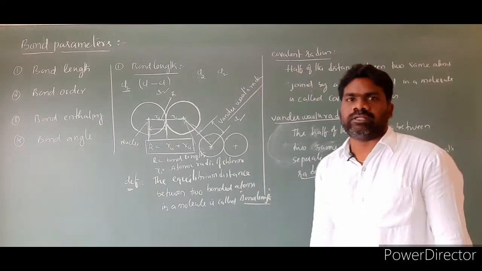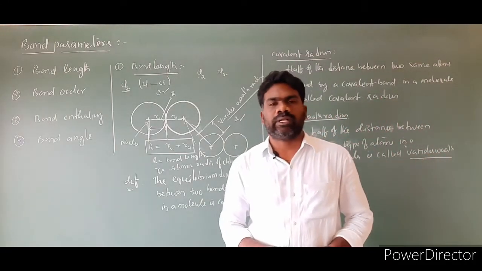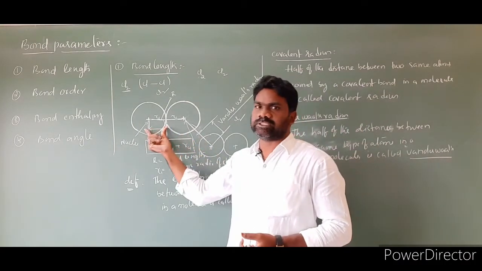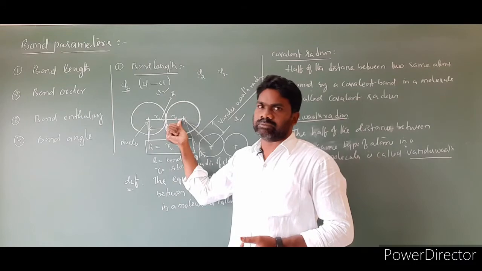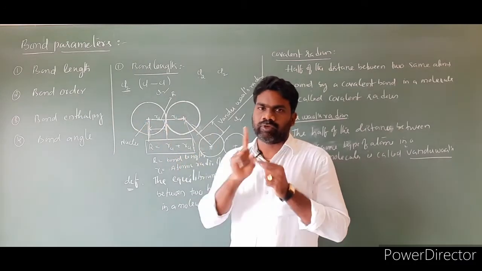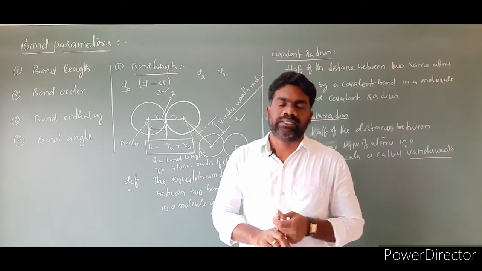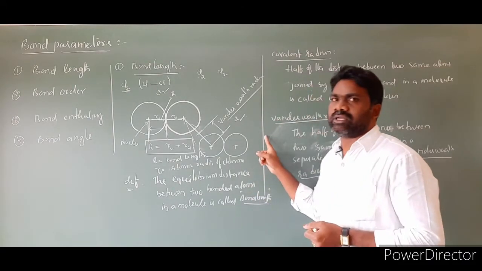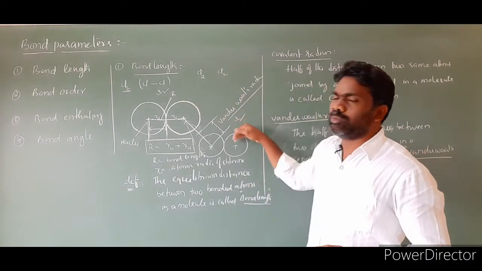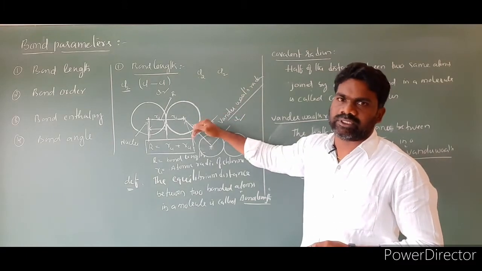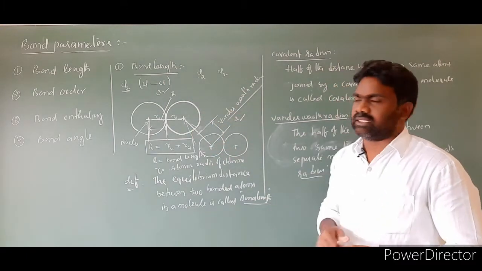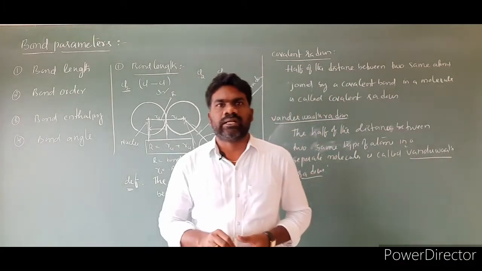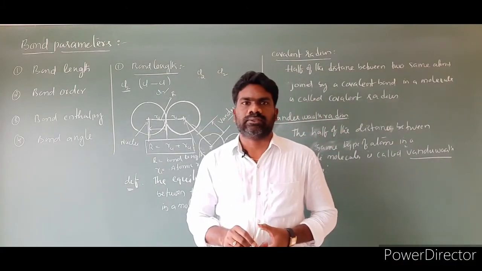Then what is the difference between the covalent radius and van der Waals radius? Covalent radius is half of the distance between two bonded atoms joined by covalent bonds. Within one molecule we find the covalent radius. But van der Waals radius is not within one molecule. We have to find the van der Waals radius between two molecules. That too we take as half of the distance. This is covalent radius and van der Waals radius. So this is the information regarding the bond length.